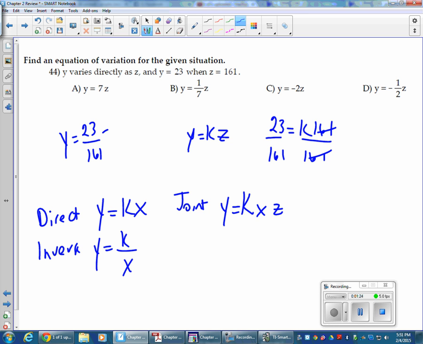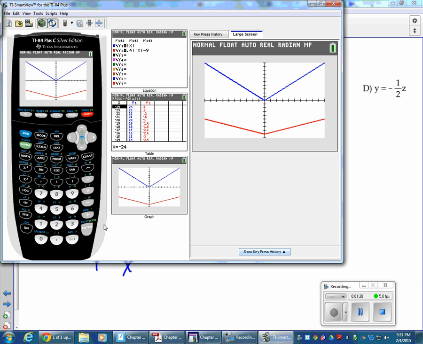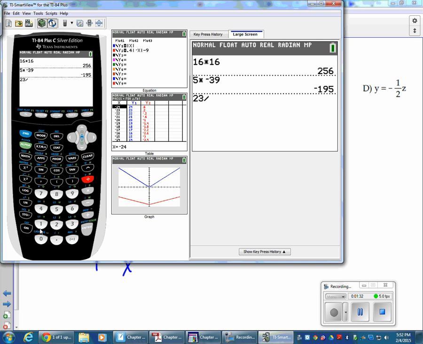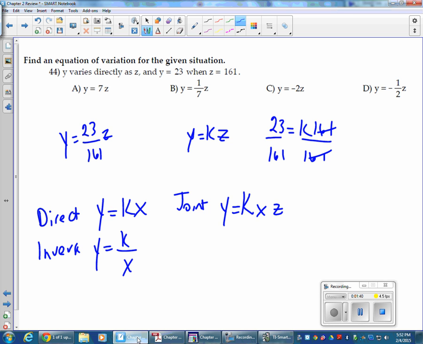Oh, I guess that's going to reduce. I didn't even think about that. I'm like, that's not an answer. So let's see what 23 over 161 is. 23 divided by 161 is 1/7. So instead of 23 over 161z, we're going to rewrite that as y equals 1/7 z. So my answer is B.